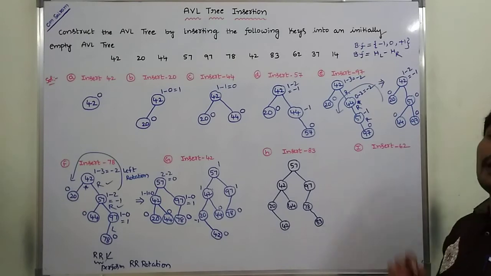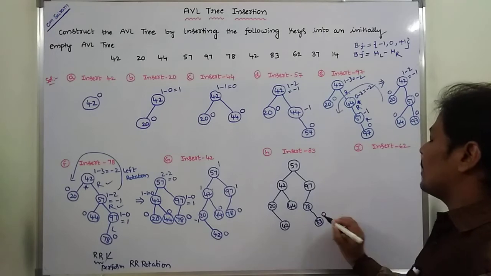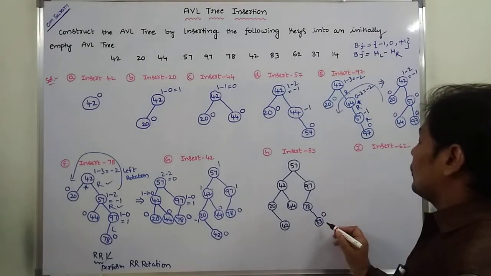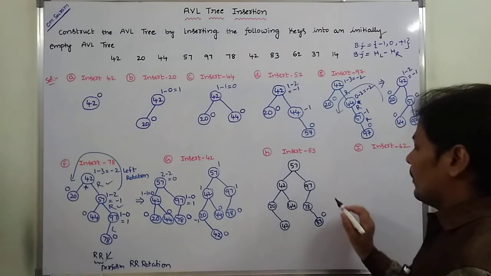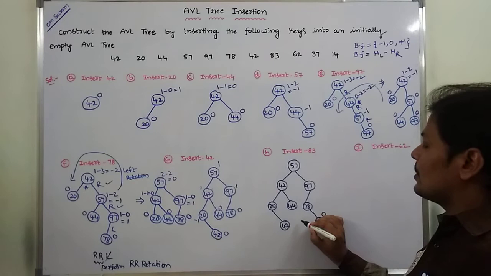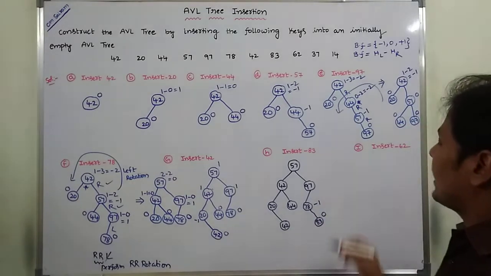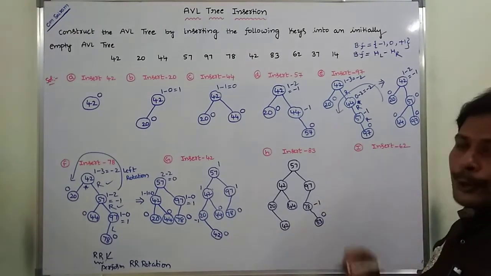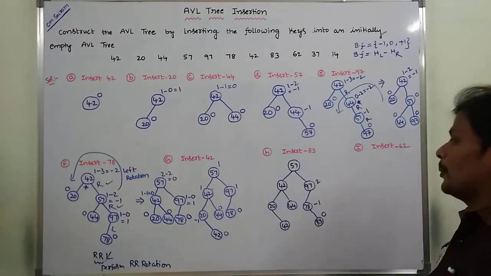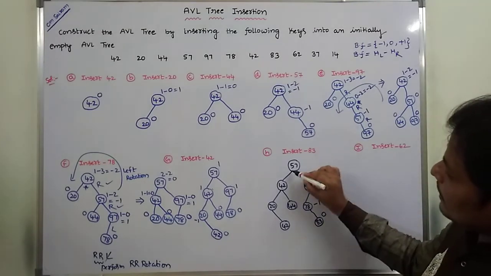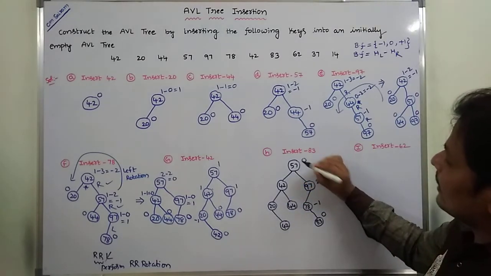Now calculate the balance factor for each and every node. For this node, left subtree 0, right subtree 0 height. So height of left subtree minus height of right subtree is 0 minus 0, which is 0. For this node, left subtree height is 0, right subtree height is 1, 0 minus 1, that is -1. Next, for this node, left subtree is 2 and right subtree is 0. So 2 minus 0 is 2. Next, for this node, left subtree height is 1, 2, 3. Right subtree height is 1, 2, 3. 3 minus 3, that is 0.